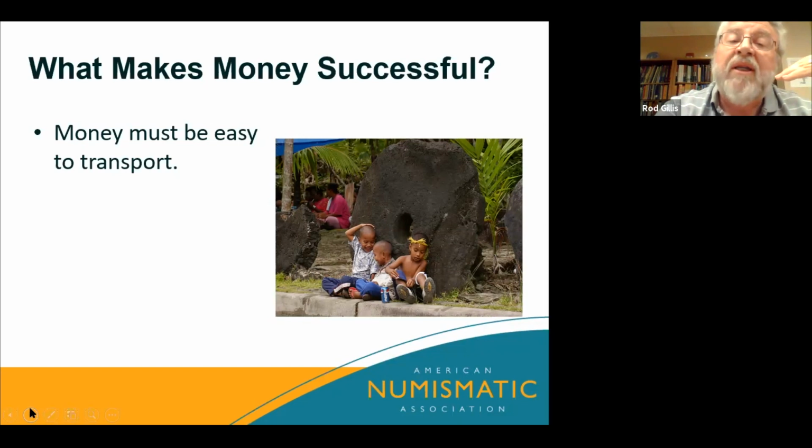So money must be easily transportable for it to be successful, and certainly this is an example of something that was not.